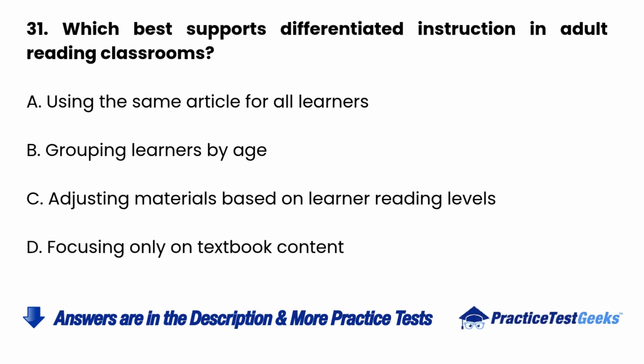31. Which best supports differentiated instruction in adult reading classrooms? A. Using the same article for all learners. B. Grouping learners by age. C. Adjusting materials based on learner reading levels. D. Focusing only on textbook content.